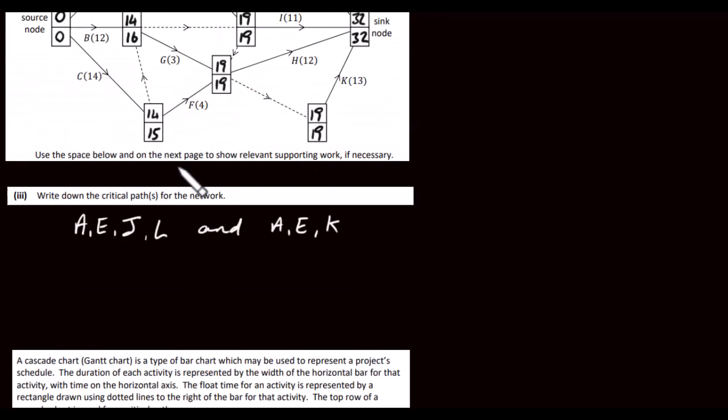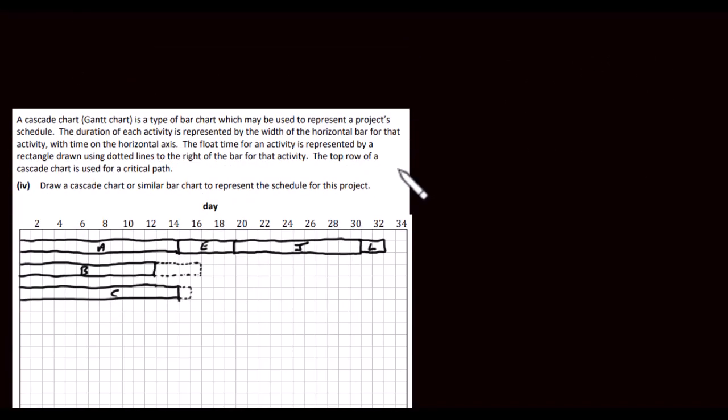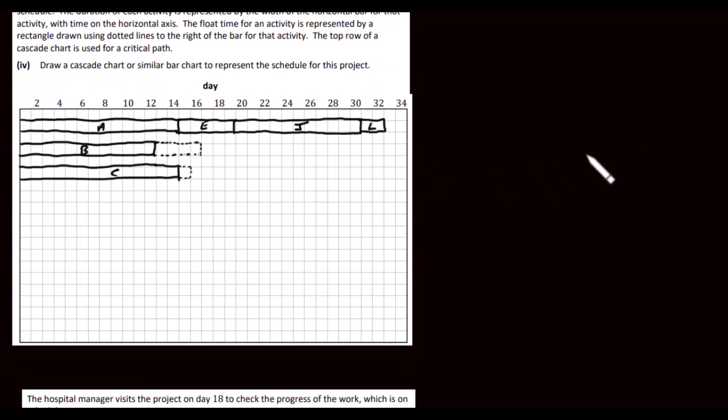So let's have a look at D. We see that D will start on day 14, so that's where we need to start, and it has a duration of 12 days. So we start at 14 and go out 12 squares. Let's draw that in. So we're starting here, and we're going out 12 squares. So 1, 2, 3, 4, 5, 6, 7, 8, 9, 10, 11, 12. Out here to 26.